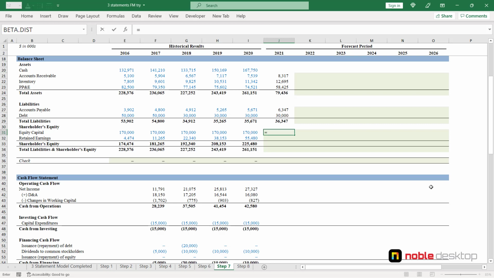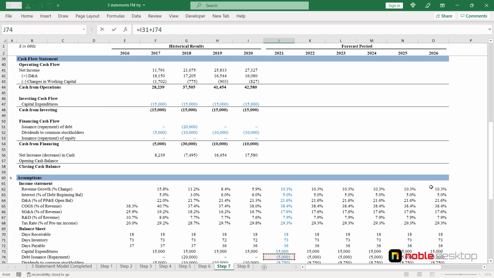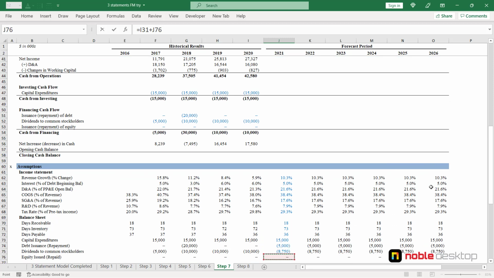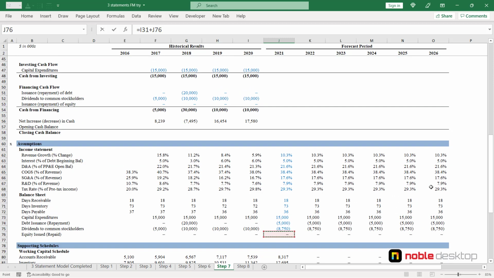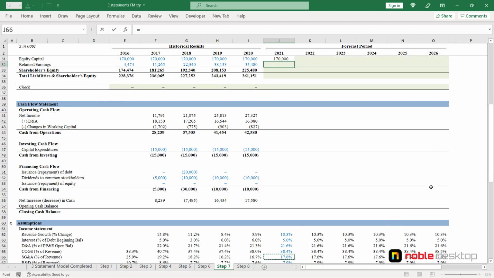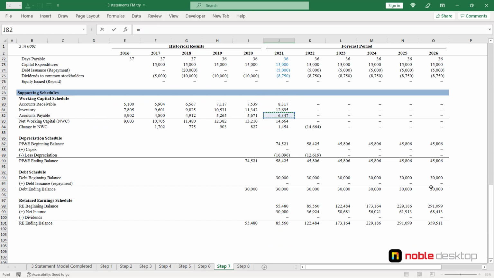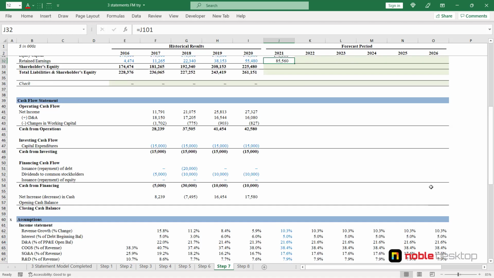As for equity capital, I'm going to take equity capital for the previous year plus my assumption in row 76 right here, equity issued, repaid. My retained earnings ending balance I also calculated in my supporting schedules all the way down in row 101, right here, retained earnings ending balance.